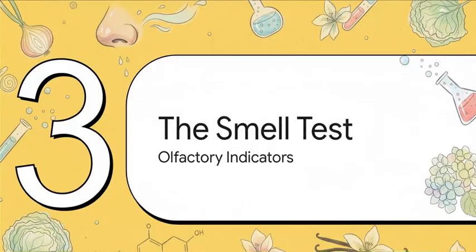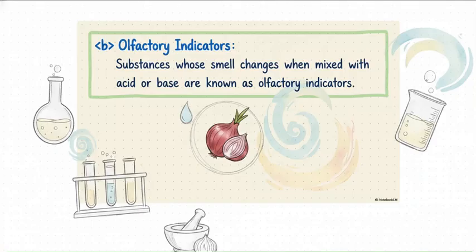All right, shifting gears to part 3, the smell test, olfactory indicators. So, olfactory indicators are these really cool substances whose actual smell changes when you mix them with an acid or a base. Let's look at the humble onion. We all know that incredibly sharp, pungent smell of chopped onions, right? Well, if you take onion paste or juice and add an acid to it, it continues to smell exactly like an onion. Literally no change. But if you add a base, that unmistakable onion smell entirely disappears. Poof, it loses its smell completely.